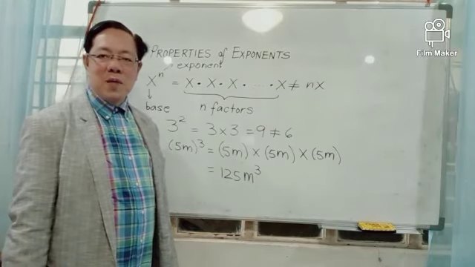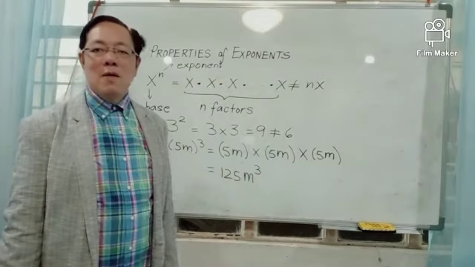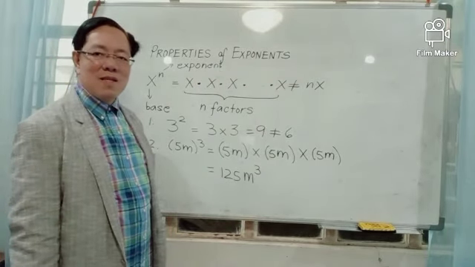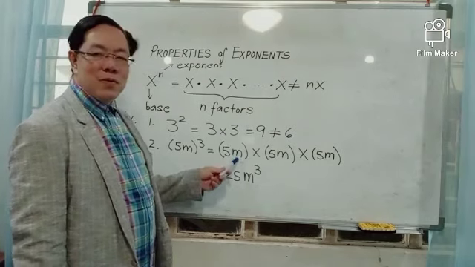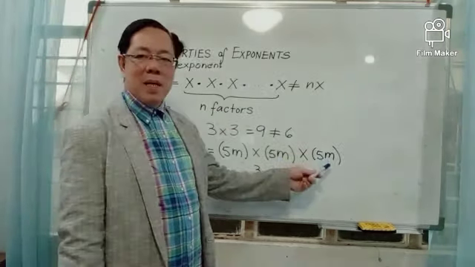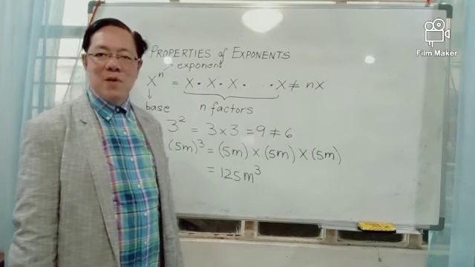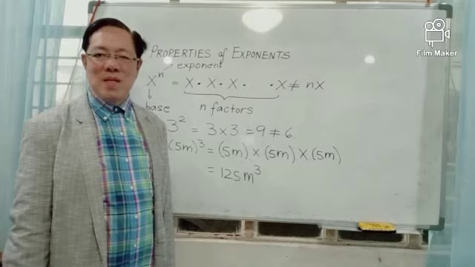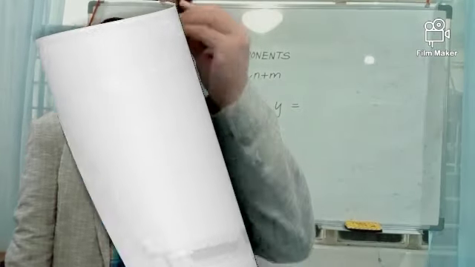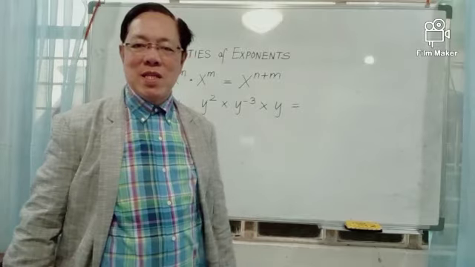Or after we have taken properties of exponents, you can apply one of the properties of exponents to find the product of m by m by m. And we will now start with the first property of exponent. We start with the first property of exponent.